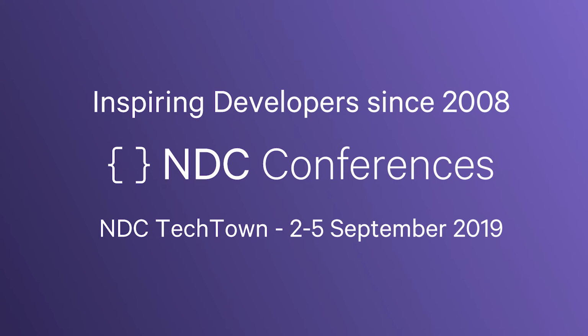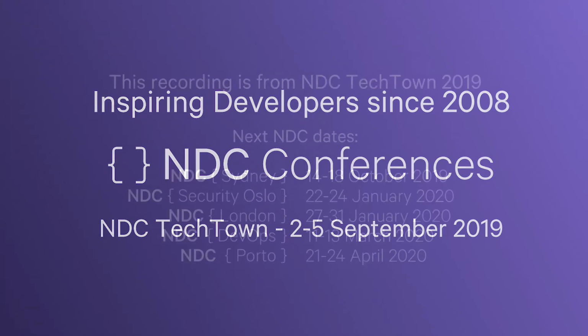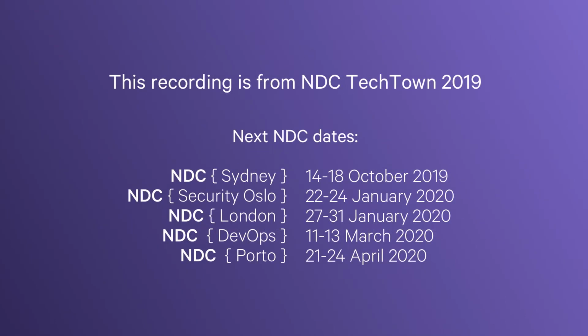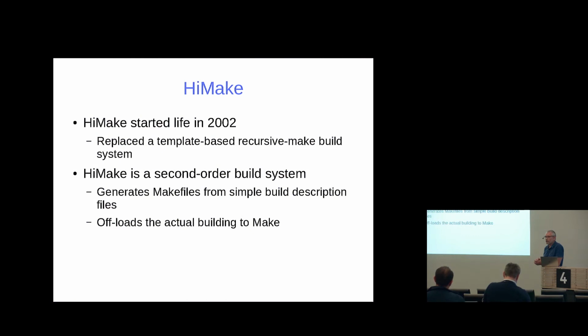Okay, HiMake started life in 2002. It replaced a template-based recursive make build system. It had this problem that builds took forever. But actually the main problem with it was that all the build intelligence or build knowledge was distributed into hundreds of makefiles.